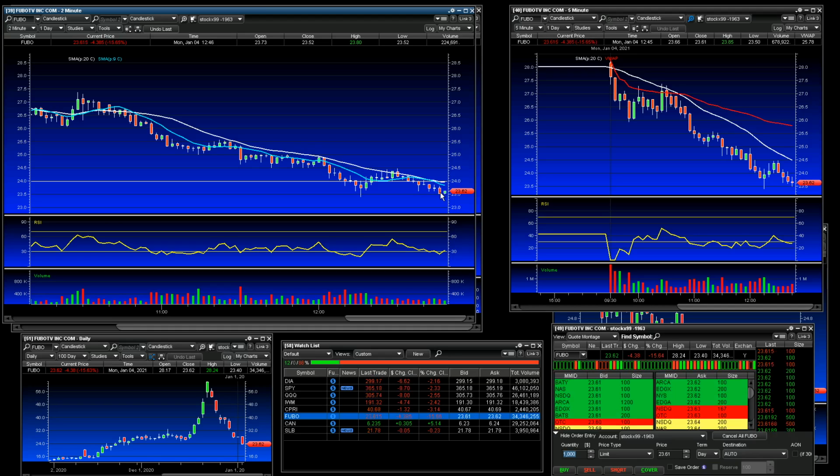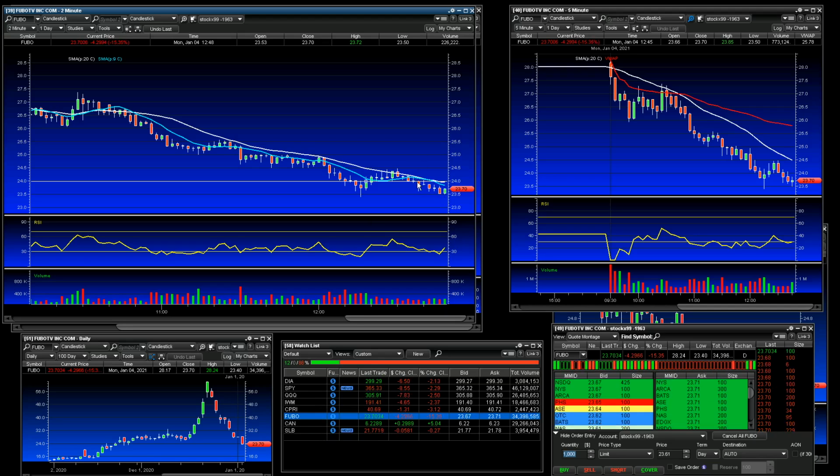Close last quarter at $23. Use stop of 24 as entry. That's a 50-cent winner on FUBO, and we're going to continue to watch that.